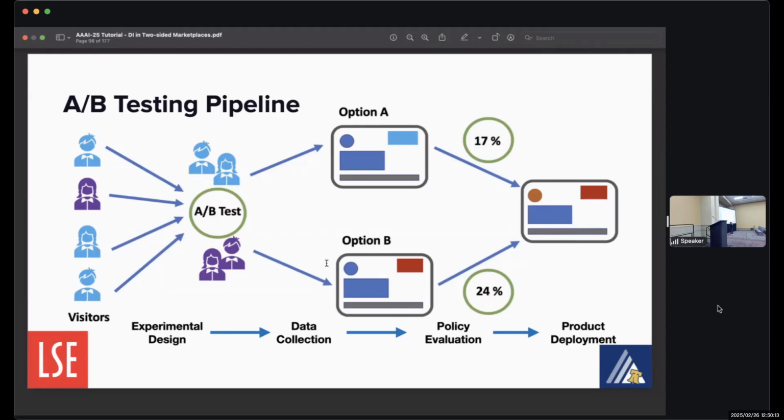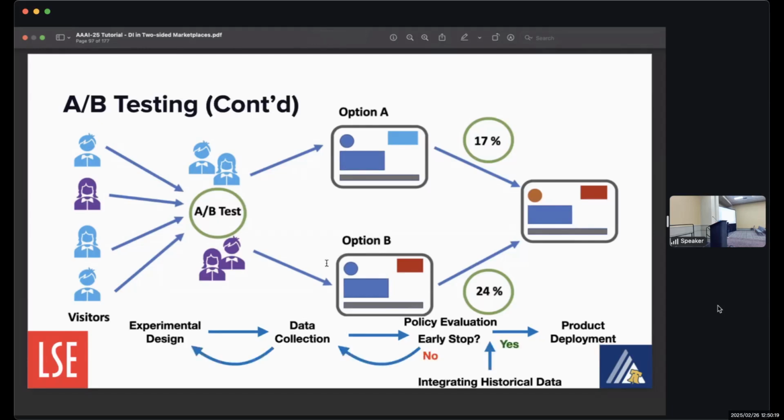That is a standard pipeline, but you can also add some additional components to it. For instance, during the experiment, the data typically comes in sequentially. Once you get some new data, you can use it to further guide your experimental design. So you can apply the procedure sequentially: once you determine the design, you collect data according to this design, and then use the new data to update your design and repeat this procedure.